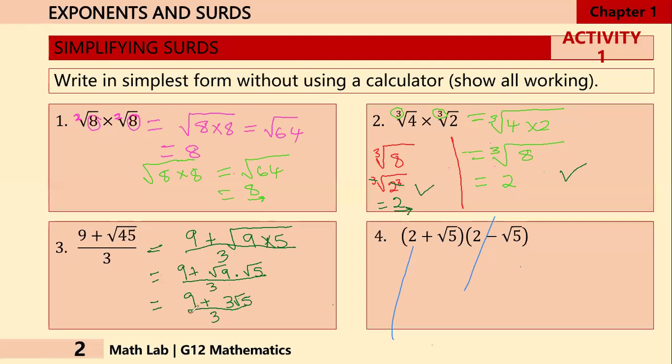So we've got 9 plus 3 root 5 over 3. So can you see here, we can take 3 as a common factor here. So 3 as a common factor, it's going to be, let me just do it here. It's going to be 3 into 3 plus root 5.